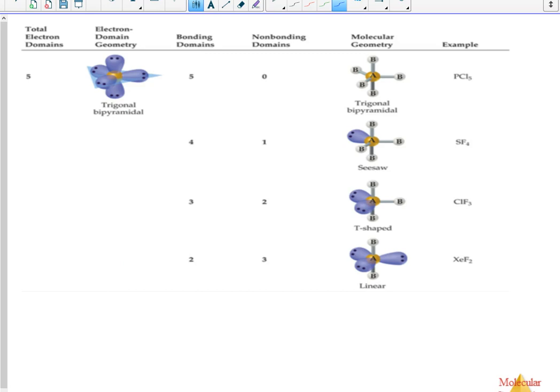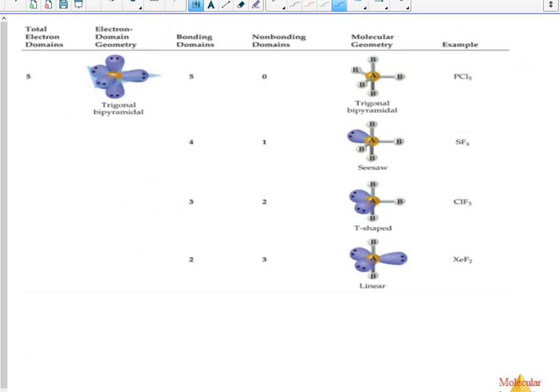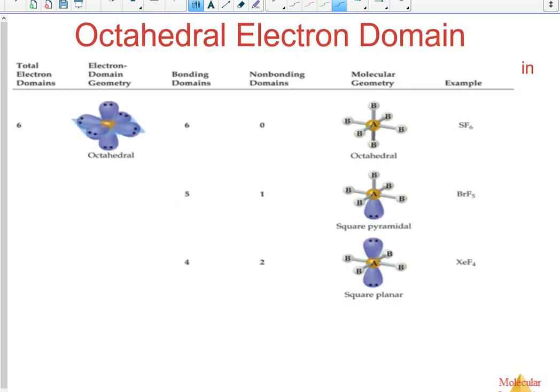All right. This one's typically the hardest of them. The octahedral only has 3. So, octahedral, there's only 3. If we have 6 and 6, we have octahedral. If we have 5 and 1, we have what we call a square pyramidal.